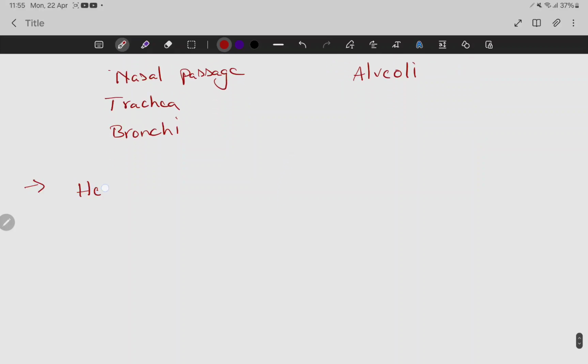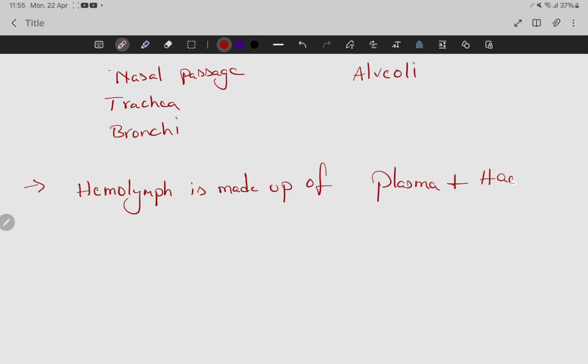Hemolymph is made up of plasma plus hemocytes.